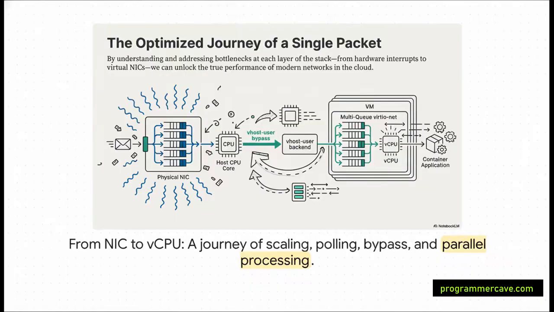Well, it starts at the physical NIC, where a feature called receive side scaling, or RSS, intelligently spreads packets across different hardware queues. Then NAPI kicks in, using polling to process those packets in efficient batches. Next, vhost user takes the packet and delivers it straight to the VM's memory, completely avoiding the host kernel. And finally, inside the VM, our multi-queue virtual NIC hands the packet off to the correct vCPU for processing. You can see how every single step is designed for maximum speed and minimum overhead.